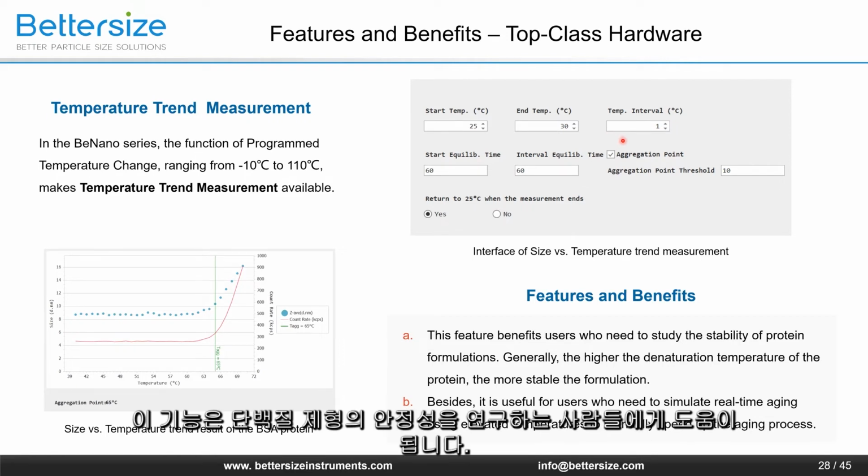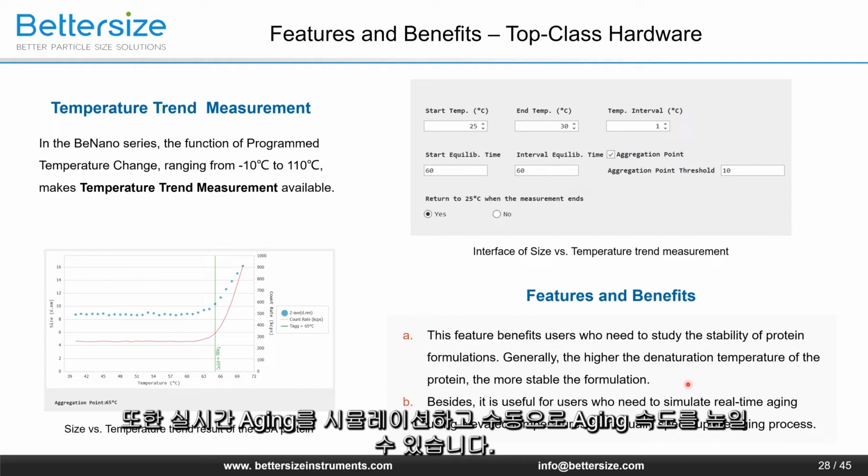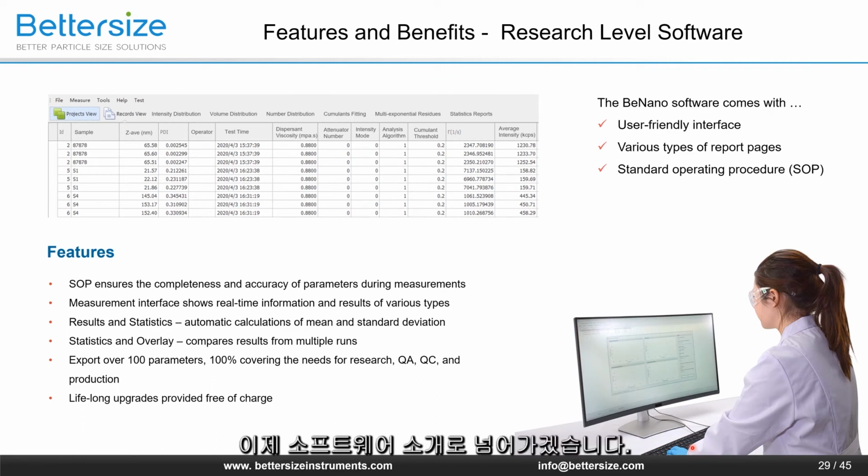This feature benefits those who need to study the stability of protein formulations, and it is useful to simulate real-time aging and manually speed up the aging processes. Now let's move on to the introduction of the software.